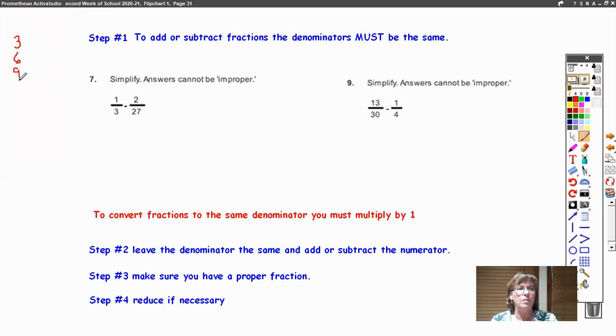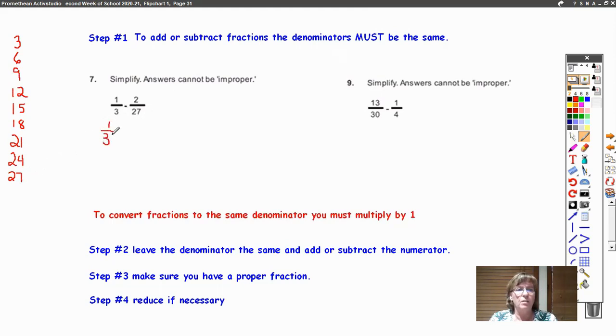If you don't know your 3s, you want to put these series in the front of your book so that you have them ready for you to use, okay? 18, 3 more is 21, 3 more is 24, 3 more is 27. And I see that they both have 27 in common, right? I could convert this to 27s. And so what we're going to do, we're going to actually do that. We're going to convert it to 27s.